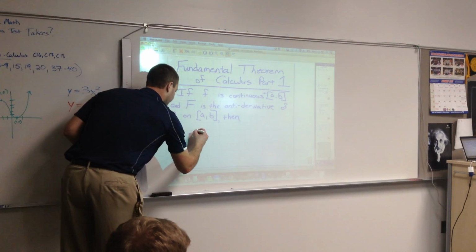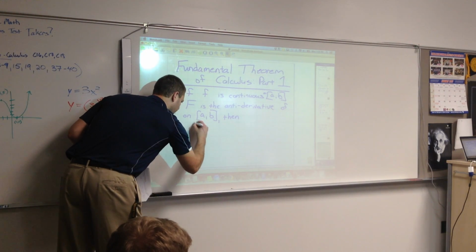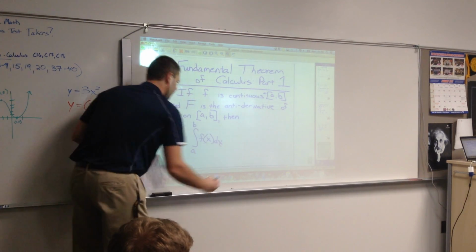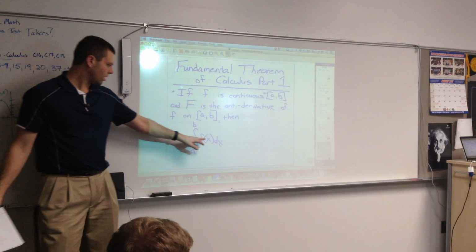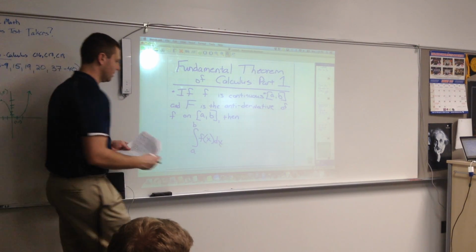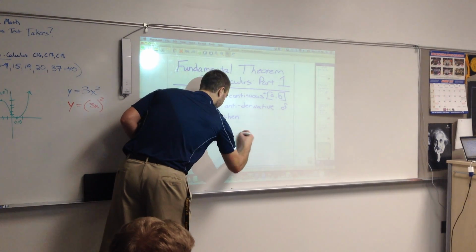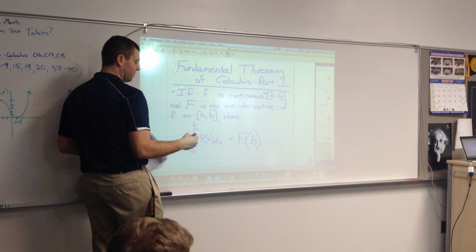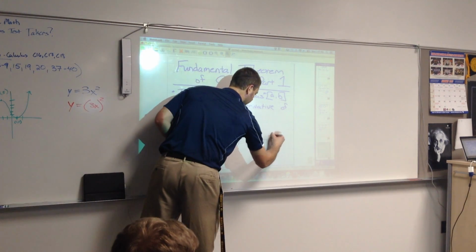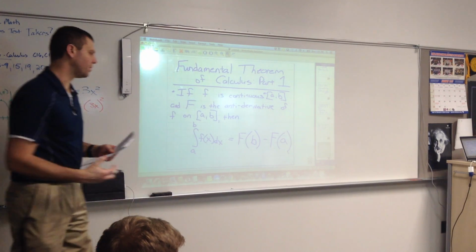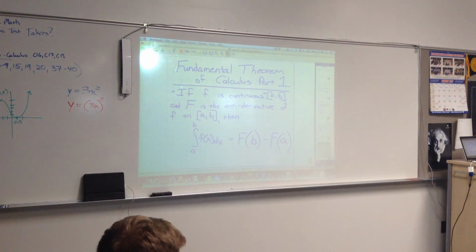Then, if you want to find the area under the curve from A to B, you can simply plug B into the antiderivative, get that answer, and subtract whatever you get when you plug A into your antiderivative.